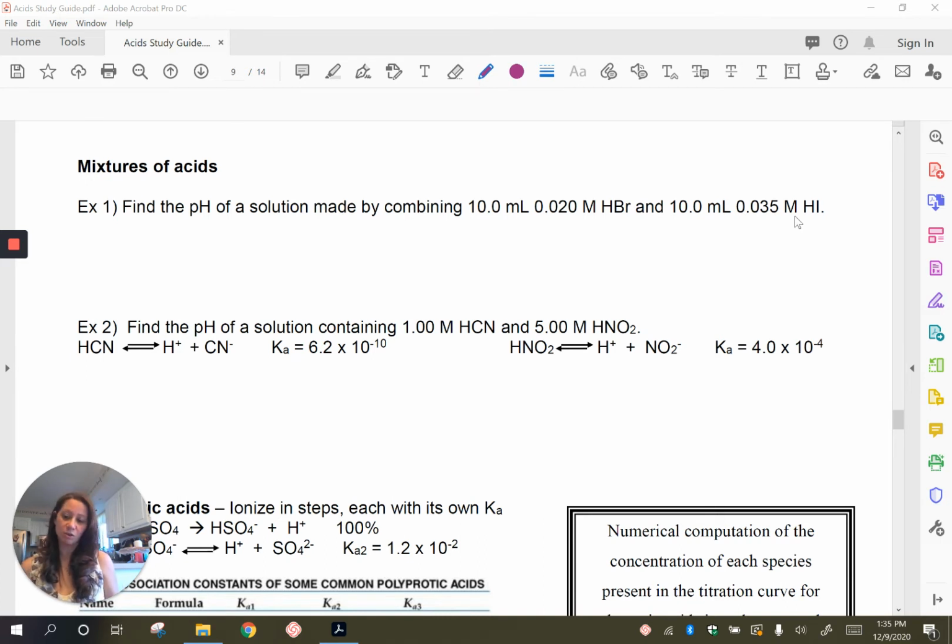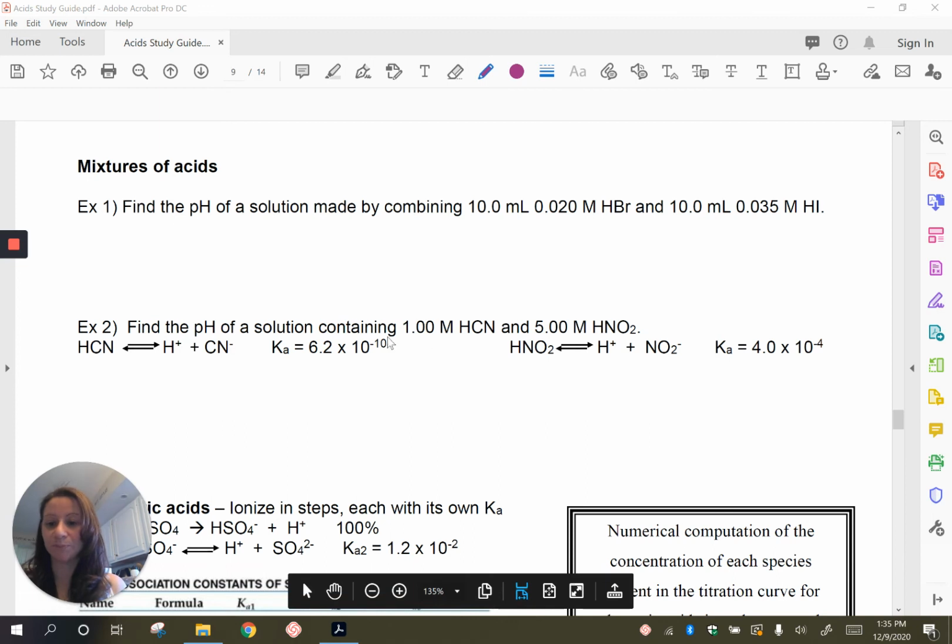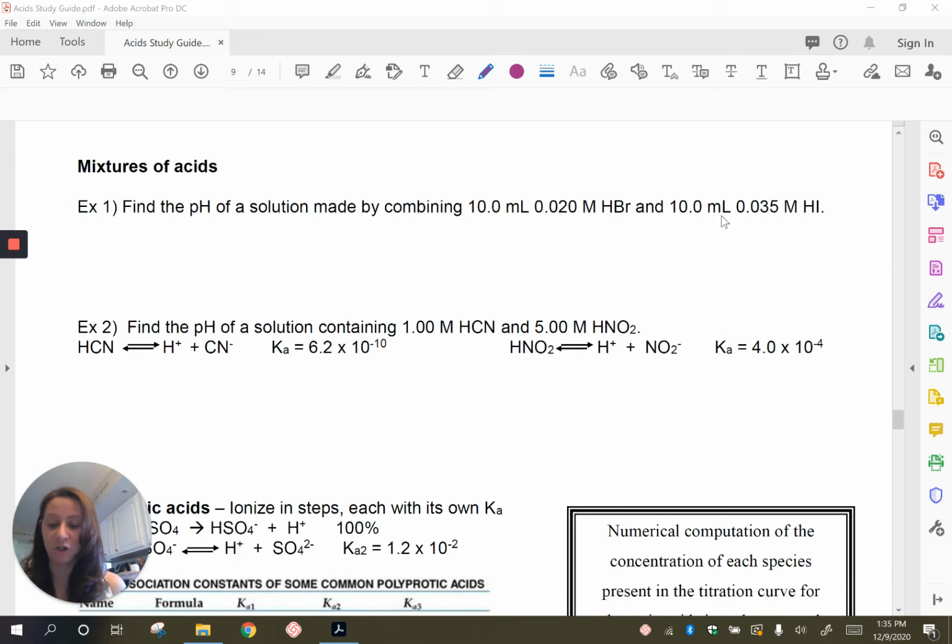So first thing you want to do is decide are these strong or weak? And in this case, they are both strong. So if they're both strong, then the concentration of the acid is going to equal the concentration of the H+, right? So this is the same thing as 0.02 molar H+, and this is the same thing as 0.035 molar H+, right? So if they're both strong, what you want to do is add up the amount of moles from both and divide by the total volume, and that's going to give you the total concentration of H+, and then you can find the pH.